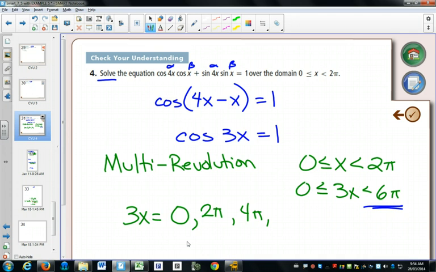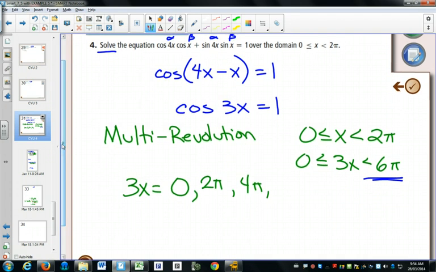Then to solve for x, divide each of them by 3. And you would get 0, 2 pi over 3, and 4 pi over 3.